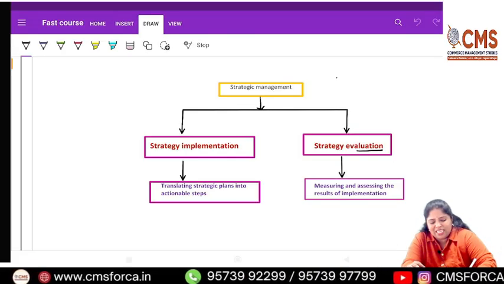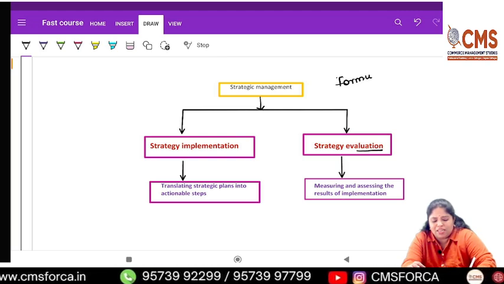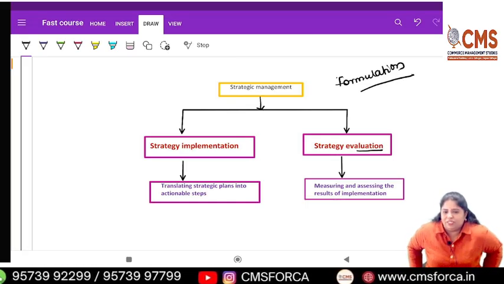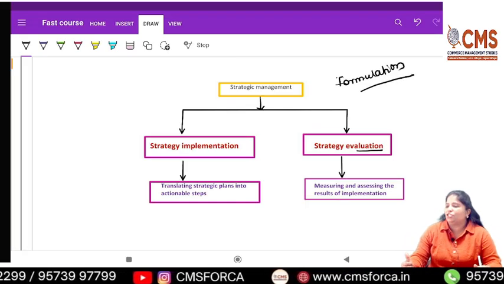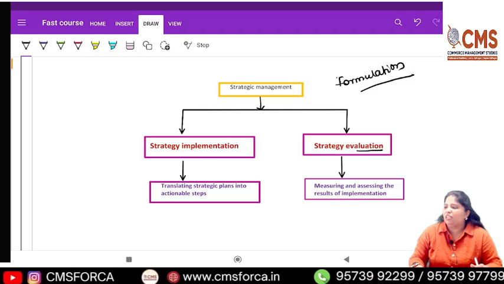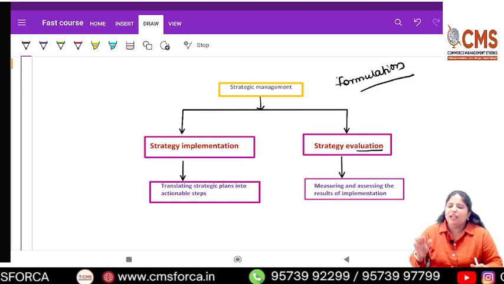But what's missing in strategic management? Strategic management also covers formulation. It's a model of 3 activities: formulation, implementation, and evaluation. Now, in this chapter, we primarily focus on implementation and evaluation.